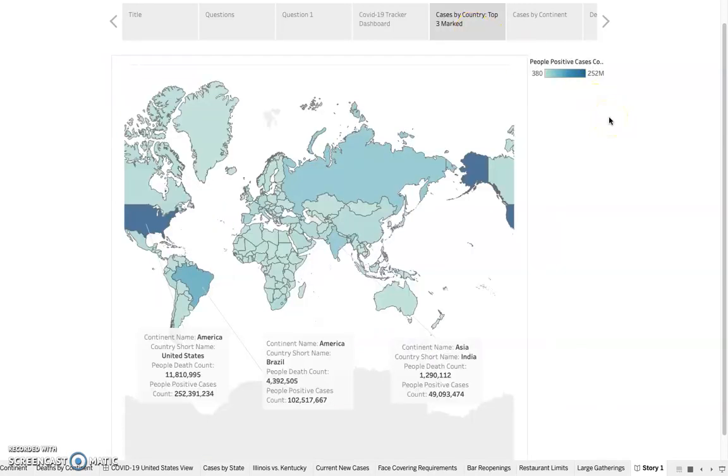The next thing is a custom map chart that I made. It displays the amount of positive corona cases in each country. I decided to highlight the top three: the United States, Brazil, and India. Those three by far had the most cases. As you can see, they had the most cases and most deaths. The positive people count was a little over 250 million for the United States, a little about 102 million for Brazil, and roughly 49 million for India.